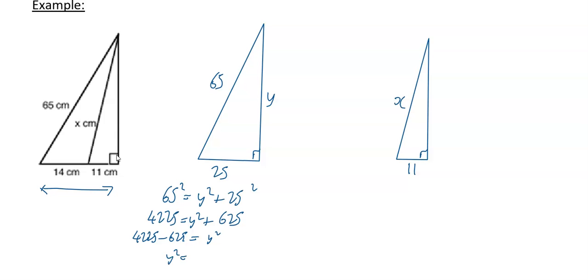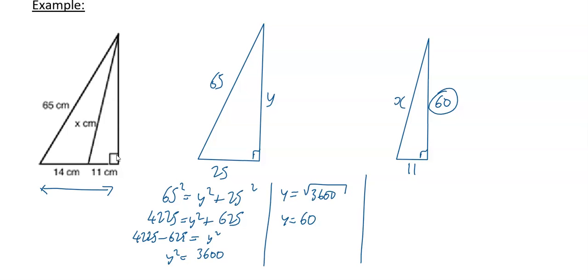A wee bit of working out, y squared is equal to 3600, which means y is equal to the square root of 3600. So y is equal to just 60. Right, we are now able to label the rest of our smaller triangle. We know that this side is 60, so I always put that in a circle to show that I've worked that out from earlier on.